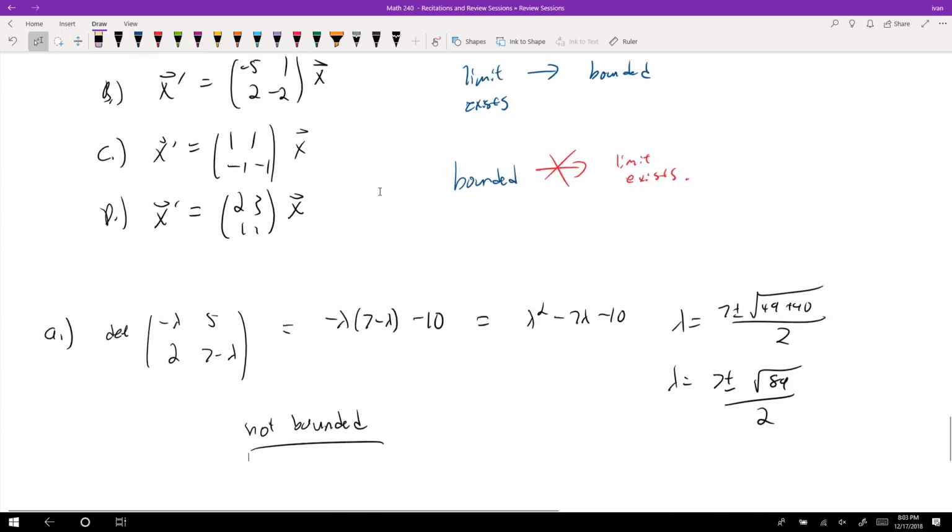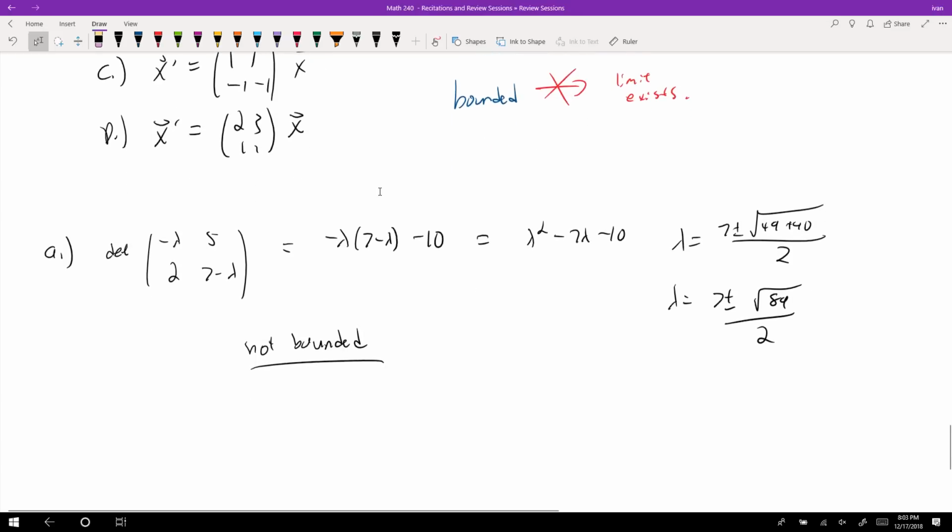Yeah, so these are our eigenvalues right here. So our solution, if we write it out, is x of t equals C1 e to the 7 plus root 89 over 2 times t, plus C2 e to the 7 minus root 89 over 2 times t. Because the eigenvalues go in there. So if we send t to infinity, one of these is going to blow up, because this one is positive. So t times a positive number as t goes to infinity is infinity. So this term is e to the infinity, which is infinity. So it can't be bounded if it's going to infinity.